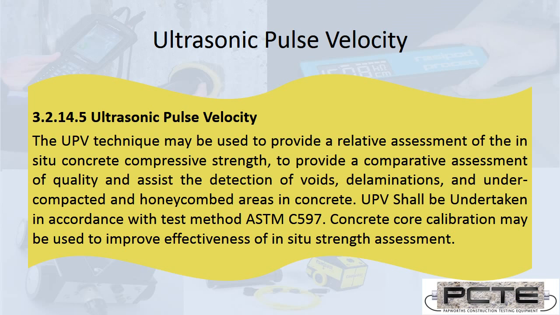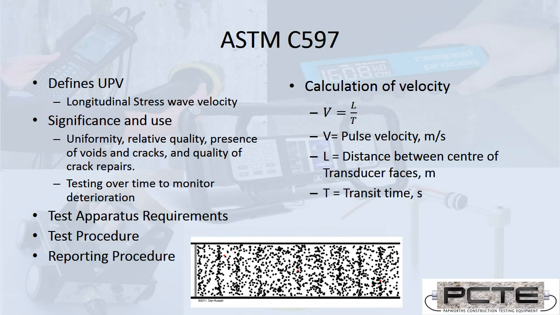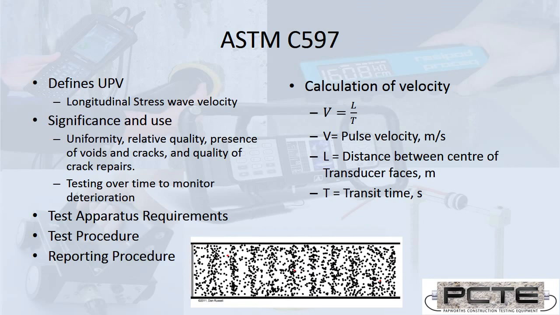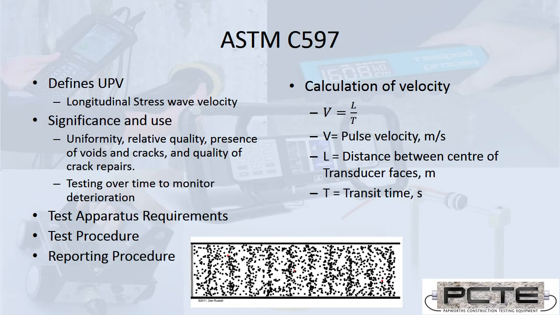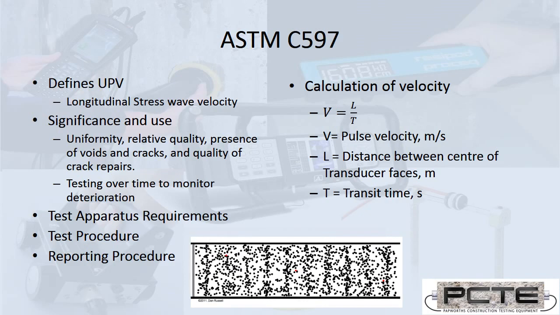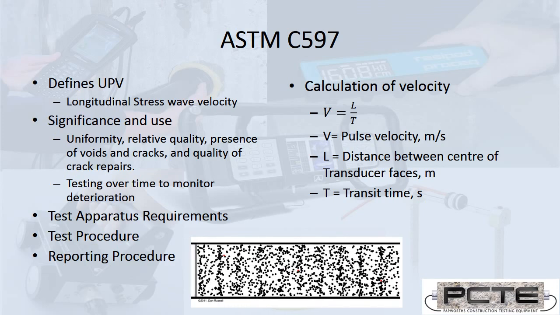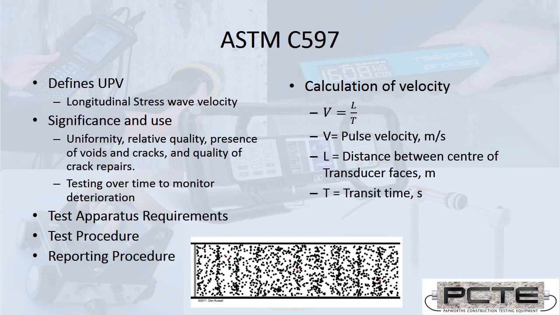So the UPV test is called out as suitable for compressive strengths, comparative assessments for quality, and also as a tool for location of voids, delamination, and undercompacted concrete. We're also given an ASTM standard in this case. The ASTM standard defines ultrasonic pulse velocity as the velocity measured of the longitudinal stress waves. So the transducers apply that stress wave and receive it at the other end of the structure, and they calculate the velocity that this travelled at.